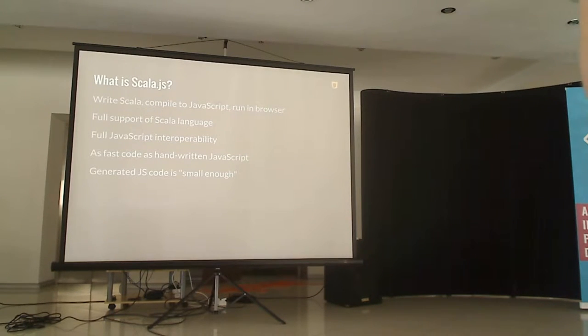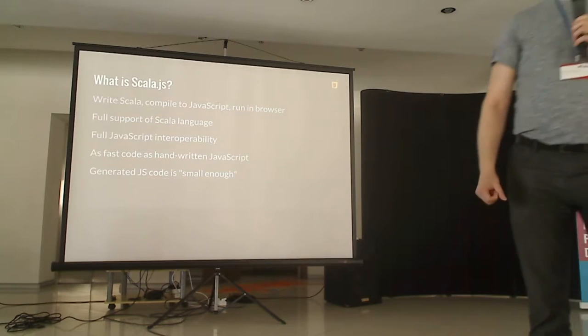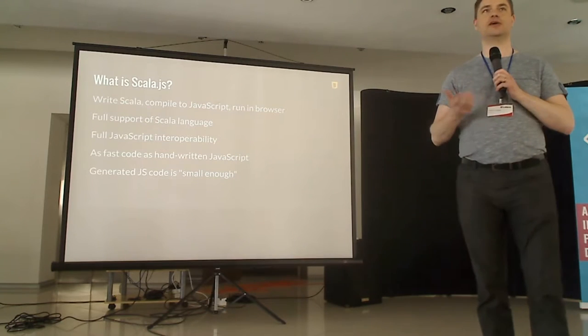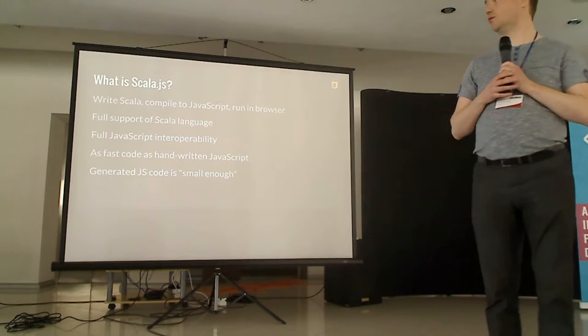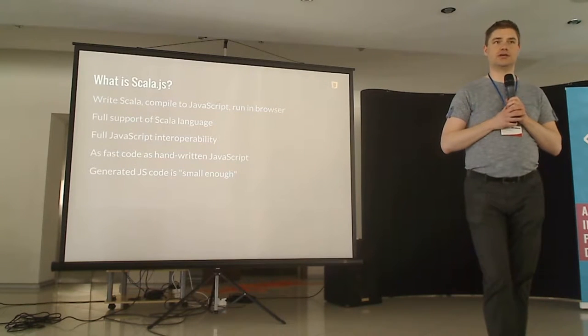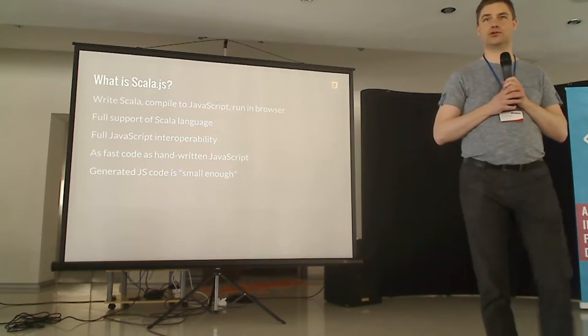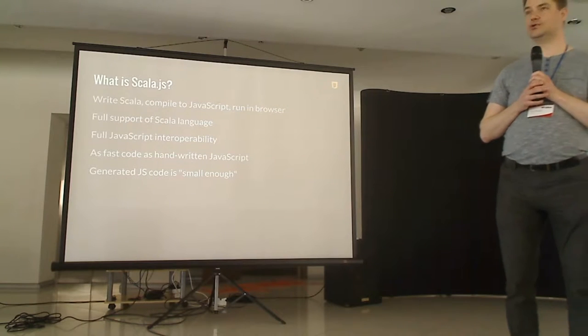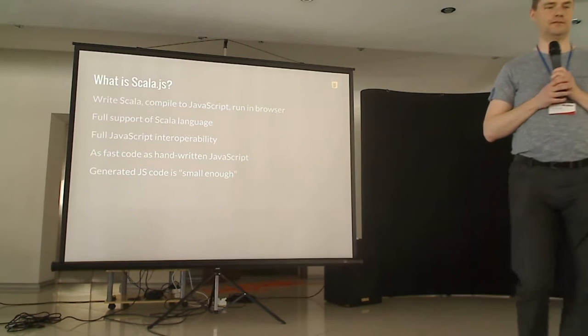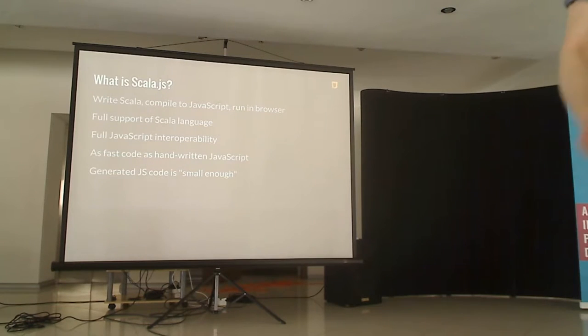And in the JavaScript world, in front-end development, people are always worried about how big your JavaScript size is. Is it too big for, let's say, a mobile web application? But the JS code generated by Scala.js is, let's say, small enough. It's not as small as you would get if you did everything by hand, but it's small enough for practically all use cases.